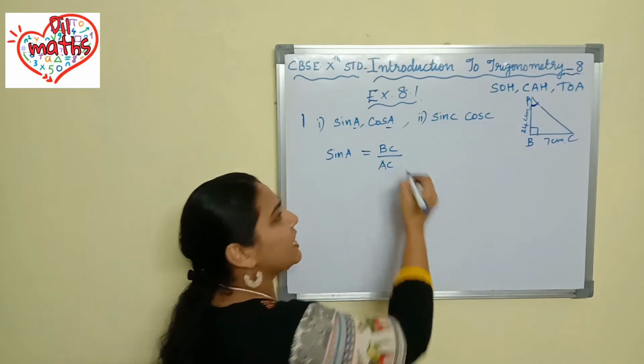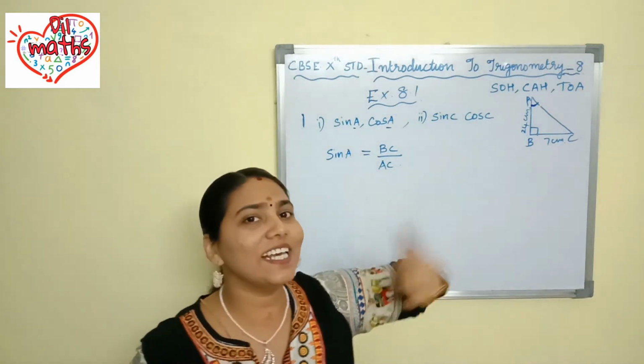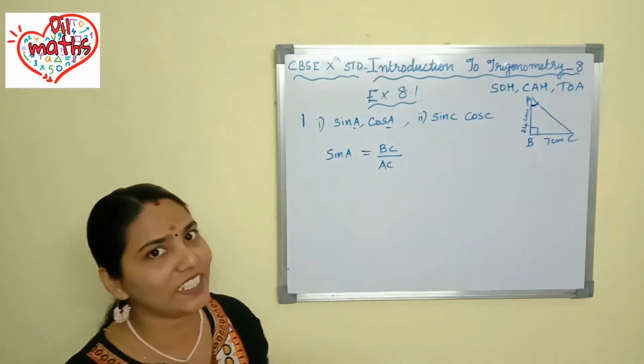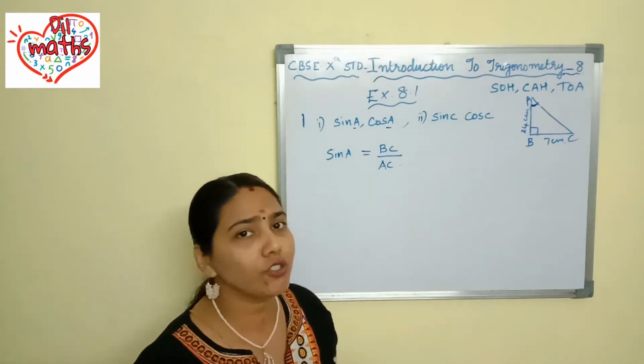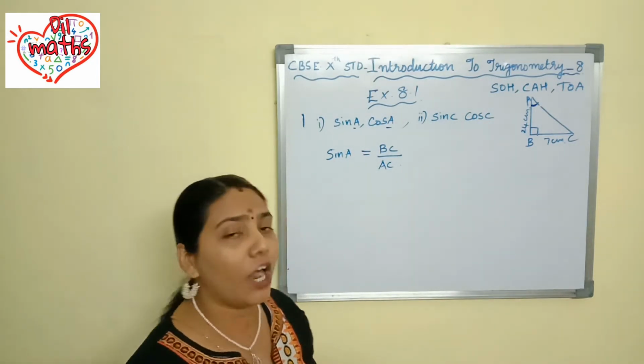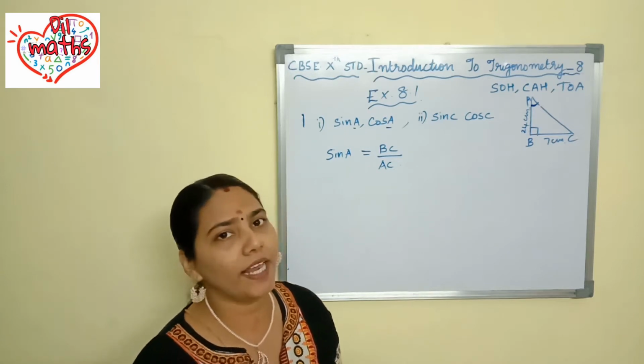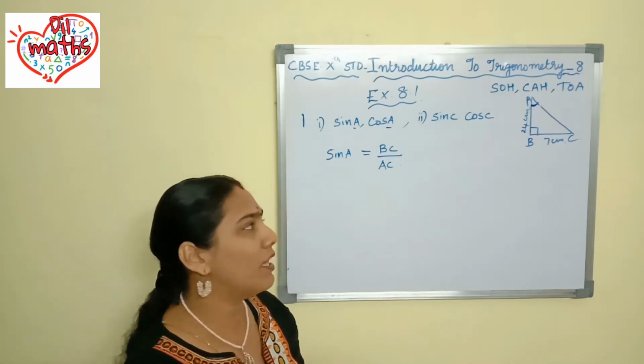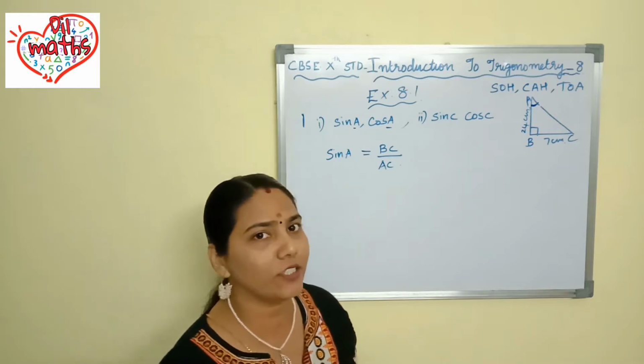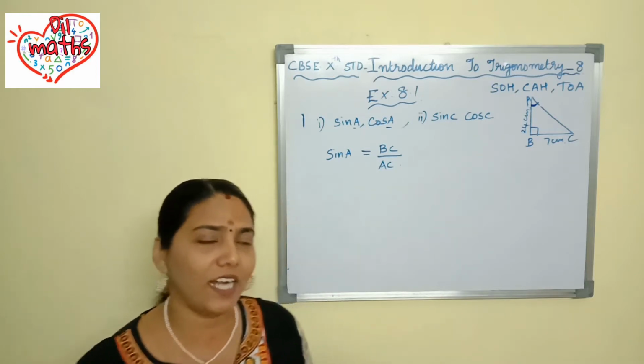You can check in this question whether they gave the hypotenuse AC. No, they didn't give the hypotenuse AC. So what should you do? You should find out the hypotenuse. How will you find it? By using the Pythagoras theorem. What is the Pythagoras theorem? Hypotenuse square is equal to base square plus altitude square.